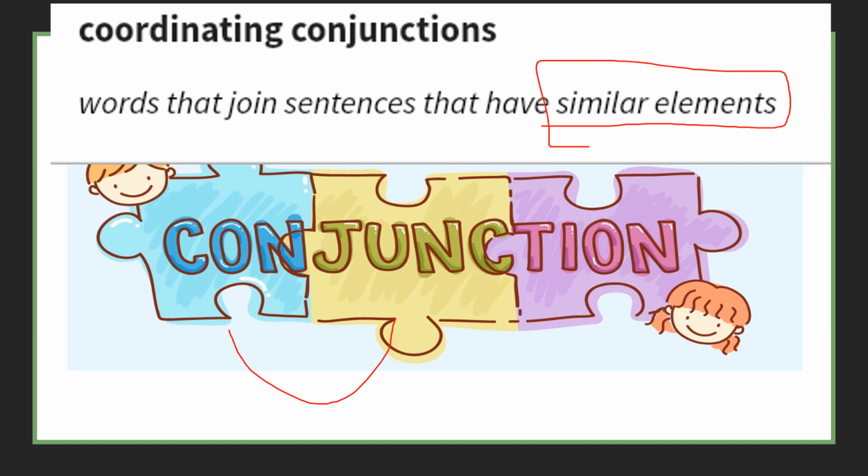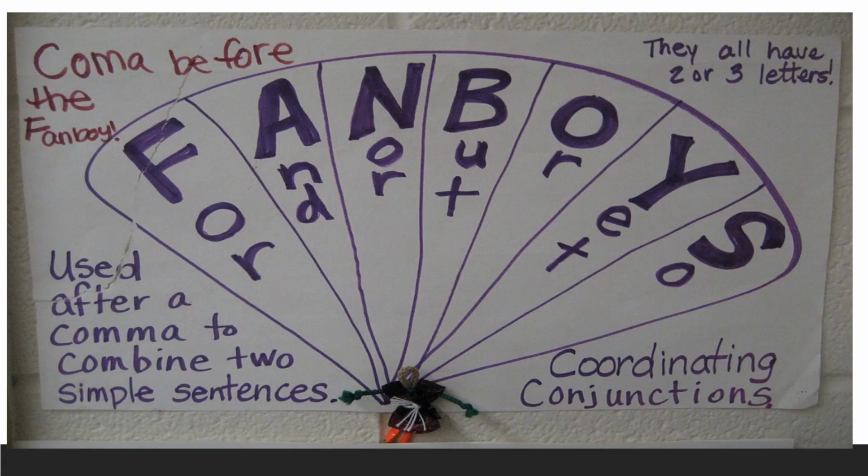So we can remember conjunction by this jigsaw puzzle. Coordinating conjunctions are basically renamed as FANBOYS. So F stands for, A stands for and, N stands for nor, B stands for but, O stands for or, Y stands for yet, S stands for so. So they all have two or three letters.